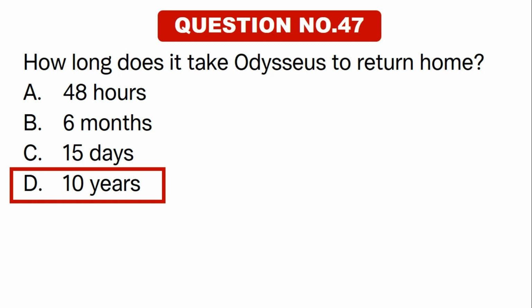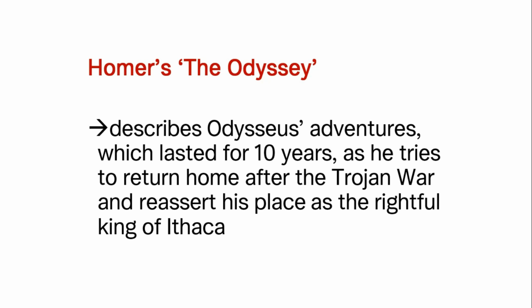Odysseus. In Roman, Ulysses. He was a hero in Homer's epic poem, The Odyssey. He was the king of Ithaca. His wanderings and his exploits are the central theme of The Odyssey. Homer's The Odyssey describes Odysseus' adventures, which lasted for 10 years, as he tries to return home after the Trojan War and reassert his place as the rightful king of Ithaca.